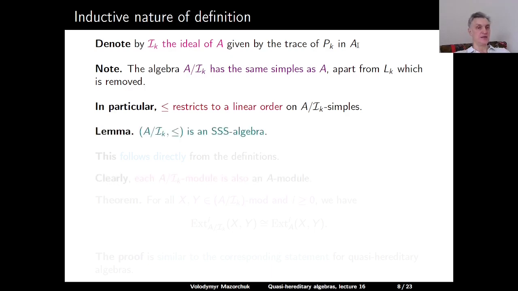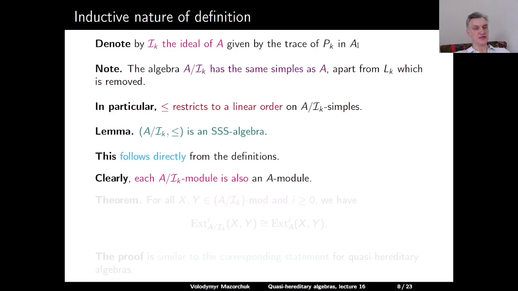In particular, our linear order on A simples restricts to a linear order on simples over A modulo I_k. It is an easy observation that the algebra A modulo I_k is an SSS algebra with respect to this restricted order. This follows directly from the definitions. Also, it is clear that any module over this quotient algebra is also an A module, so we have a natural embedding of the category of A modulo I_k modules into the category of all A modules. And we have a theorem, similar to the quasi-hereditary case, that this embedding is homologically full.